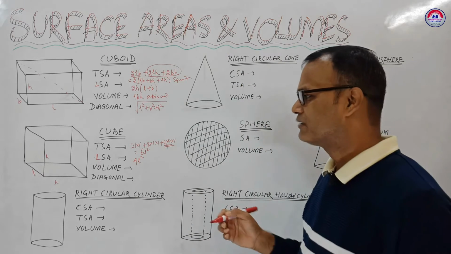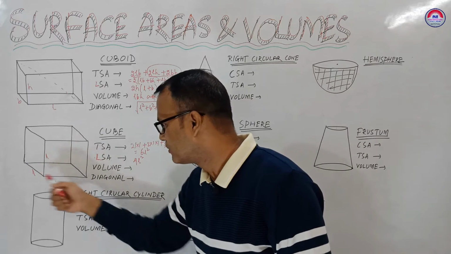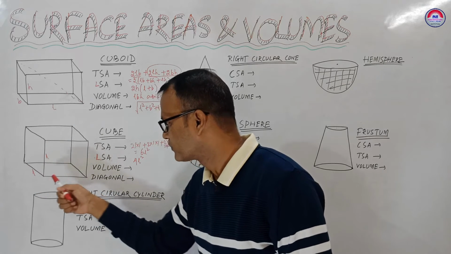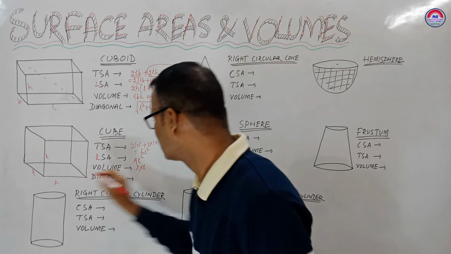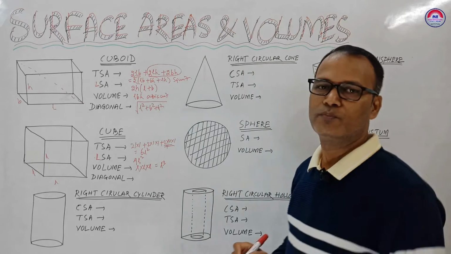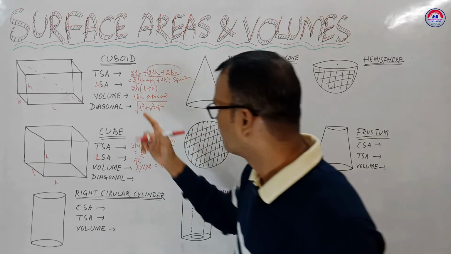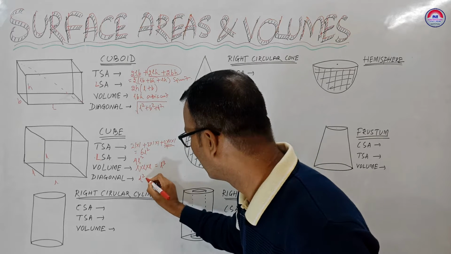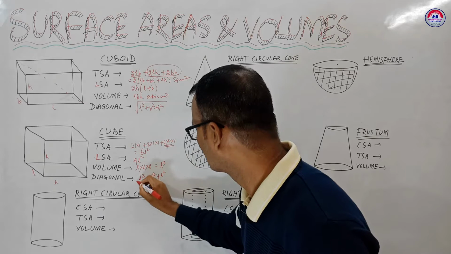Then volume. What is volume? Volume is area of the base into height. The base is a square, so the area of the base is L into L. Again, height is L. So you can write it as L cube, in cubic unit. Next, diagonal. In place of L, B, H, put L, so it is the square root of L square plus L square plus L square.